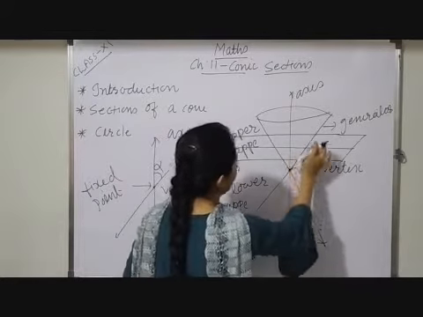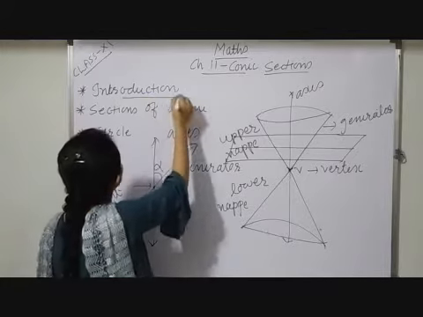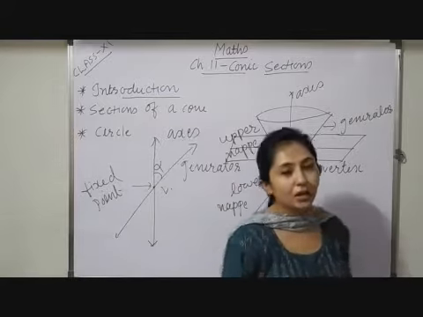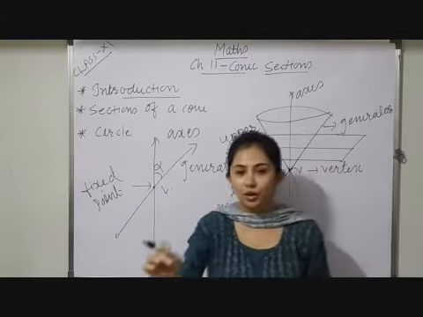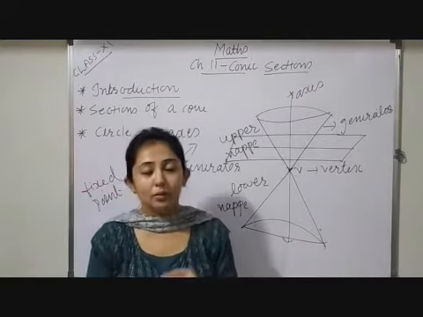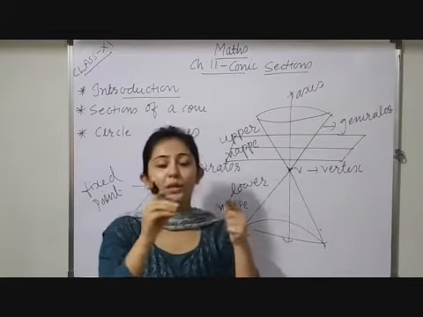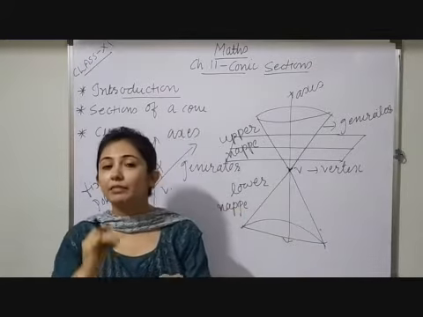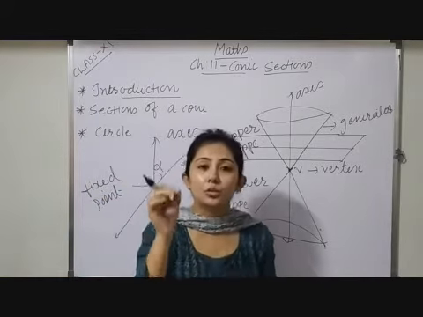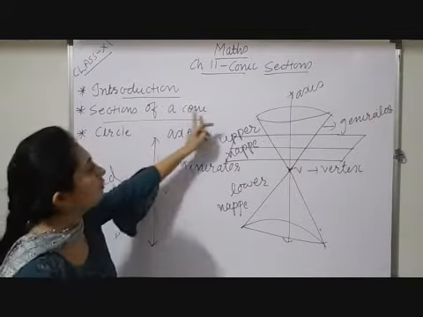it will form some sections and cut some portion. That section is known as a conic section. So what does conic section mean? With the intersection of a plane, you are doing that intersection in a cone. At that time, a section of the cone will be generated. Those sections are known as conic sections or sections of a cone.